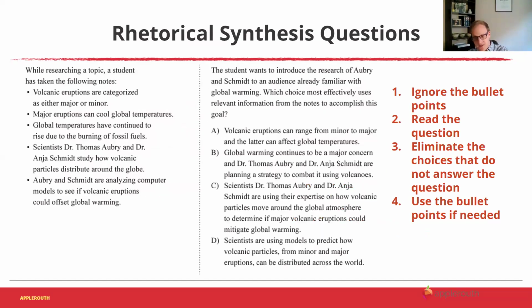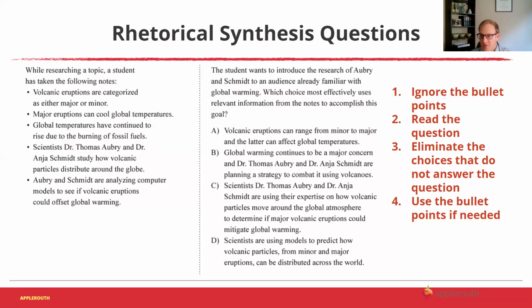Next, we got rhetorical synthesis questions. These are at the end, 25, 26, 27. A big mistake would be to not get to these and just have to guess, because they're pretty fast. For most of them, we can ignore the bullet points and just go straight to the right-hand side.